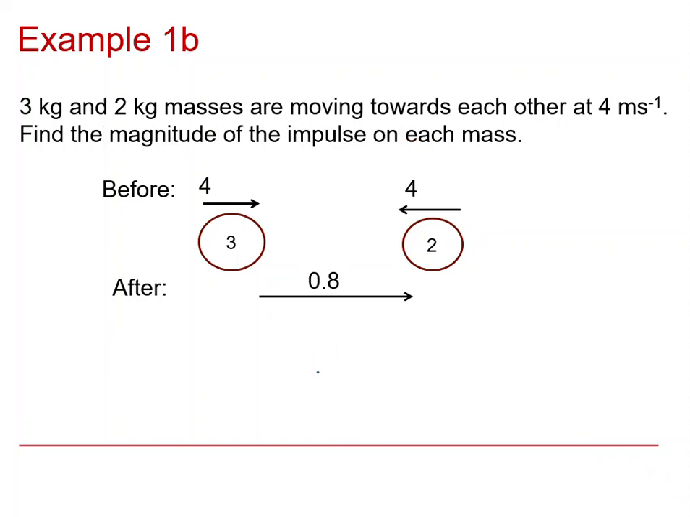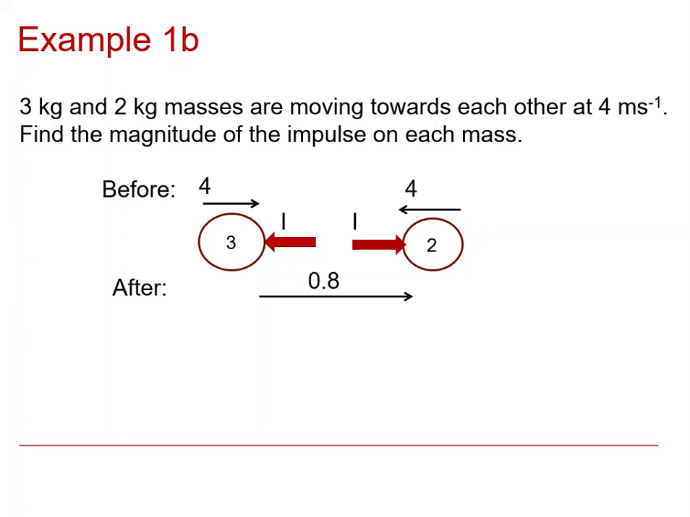Now let's look at another problem of a similar sort. This time we're told that we've got 3 kilograms, 2 kilograms approaching each other, and we're to find the impulse on each mass. We're given the information that it's the same problem as before. It's just that we're taking the information that we've worked out from the previous page. So this time we're interested in the impulse, and that will appear on each mass and be equal and opposite. So there we are, it's represented on the diagram.